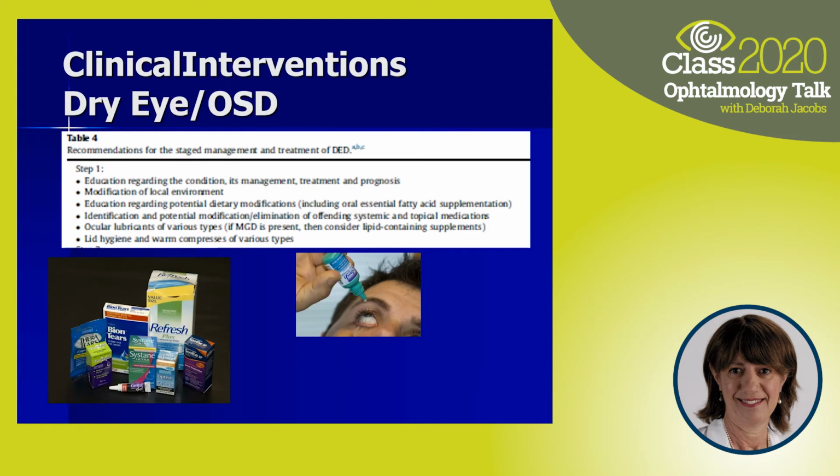Step 1 for mild disease includes the following: education regarding the condition, its management, treatment, and prognosis. Patients are typically relieved to hear that this is typically not a blinding disease. We can work with them on modification of the local environment and provide education on potential dietary modifications. We can eliminate offending systemic and topical medications, and then we can recommend ocular lubricants of various types. We can also recommend lid hygiene and warm compresses of various types.